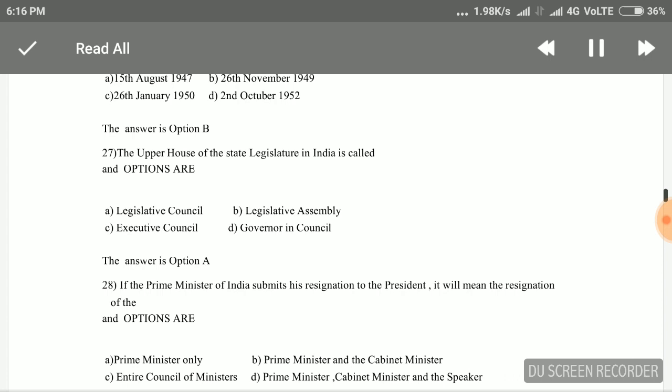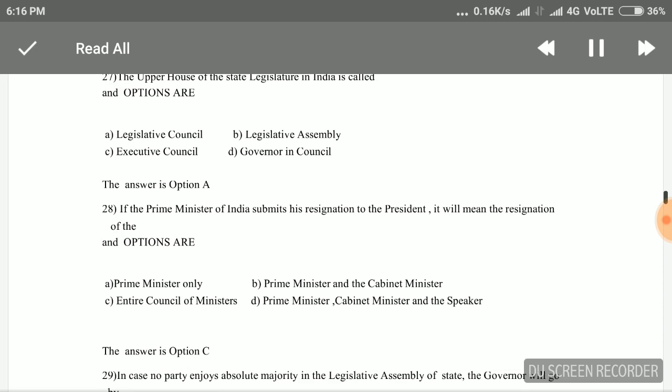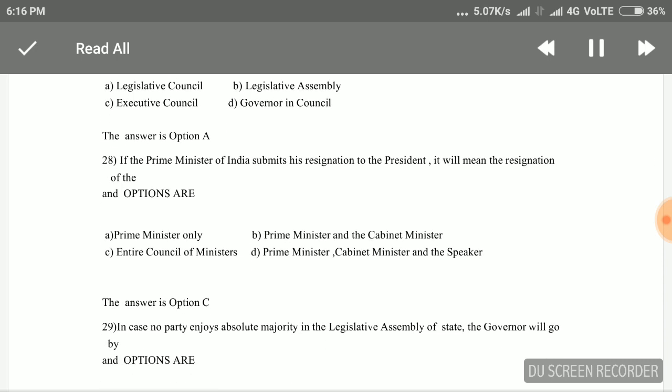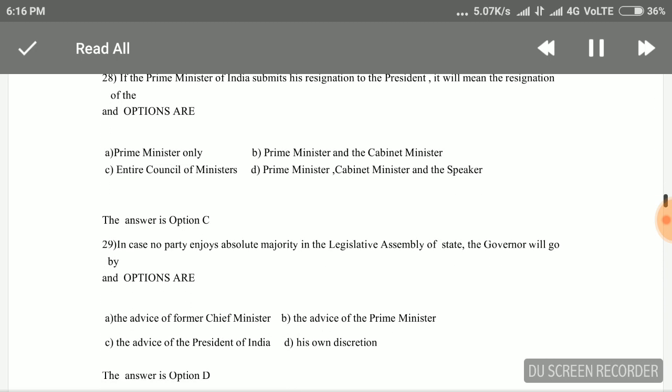28. If the Prime Minister of India submits his resignation to the President, it will mean the resignation of the. Options are A. Prime Minister only. B. Prime Minister and the Cabinet Minister. C. Entire Council of Ministers. D. Prime Minister, Cabinet Minister and the Speaker. The answer is option C.